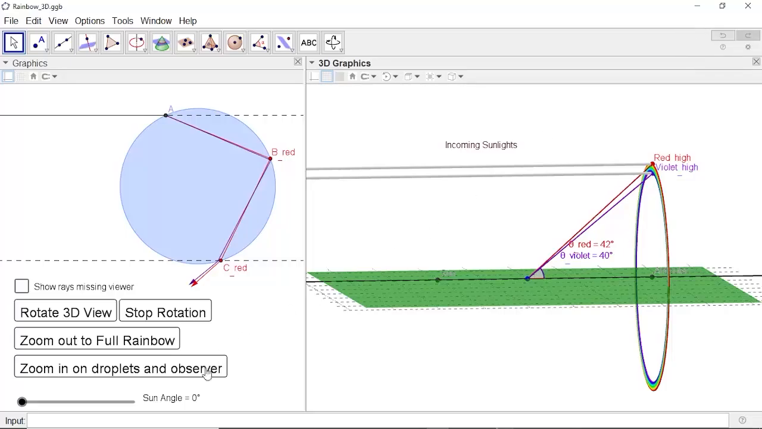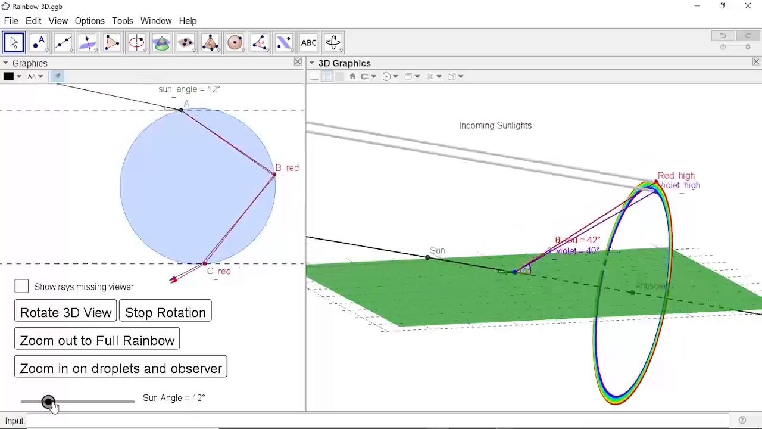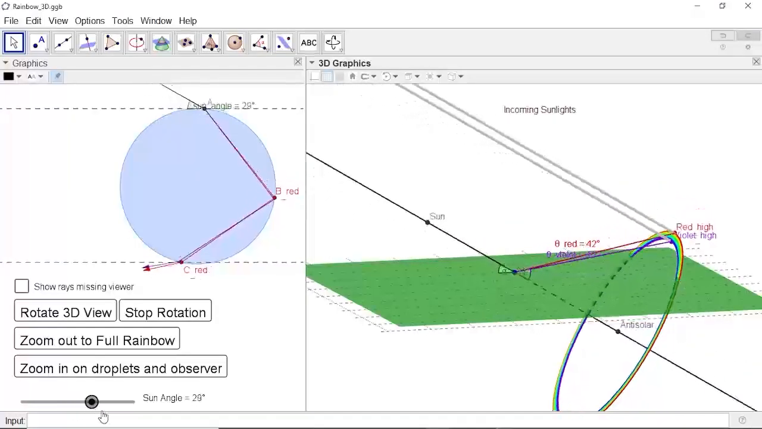Look at this slider, sun angle. By default, it is initialized at 0. Now try toggling the slider. We can see this angle is getting bigger. In the 3D page, the sun is moving up.